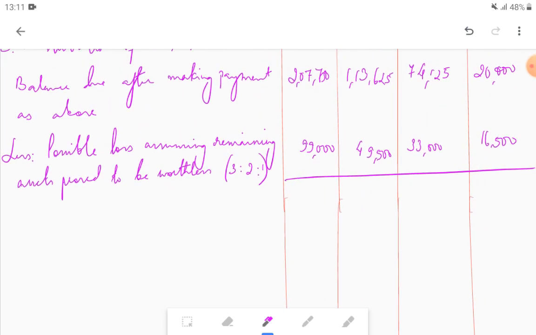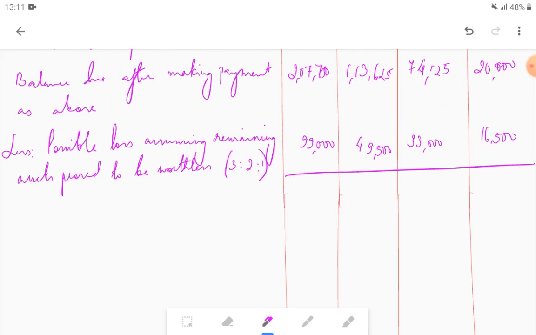So in case of partner A, 1,13,000 minus 49,500, we have a positive figure of 64,125. In case of partner B, the amount is rupees 74,125 minus 33,000. We're getting a positive figure, 41,125. And for partner C, 20,000 minus 16,500, positive figure of rupees 3,500. So none of the partners have a deficiency.